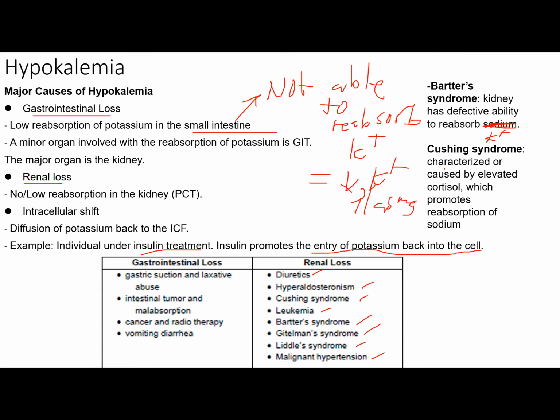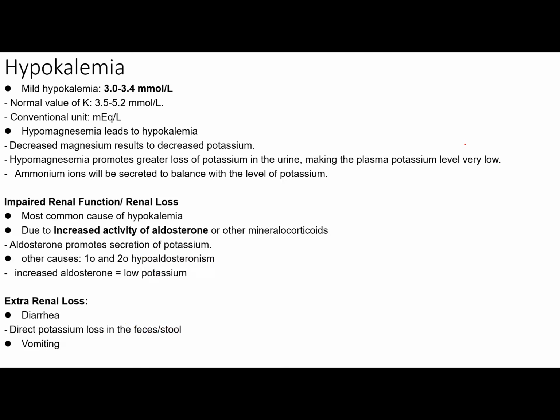Then for the Cushing syndrome, it is caused by elevated cortisol. Cortisol promotes the reabsorption of potassium. Then, another one, hypokalemia class. So, mild hypokalemia is 3 to 3.4 millimole per liter. Normal value is 3.5 to 5.2. Conventional unit is mEq per liter.